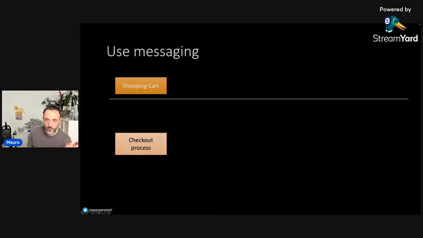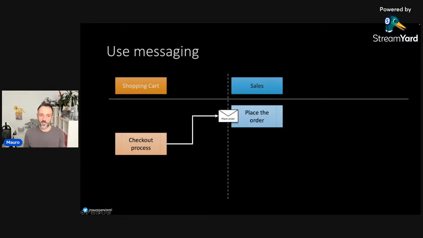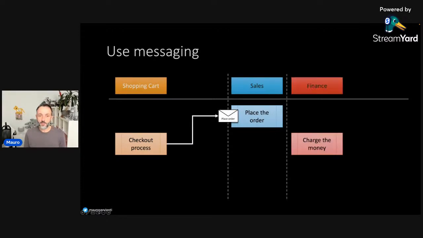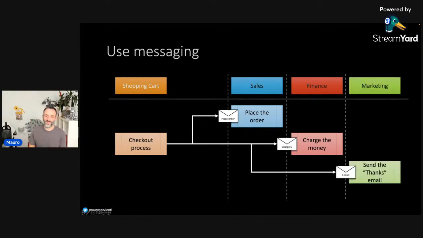Right? So the checkout process can send a message to sales to place the order, and then can send another message to finance to charge the money. So the message will contain, I don't know, something like credit card details and the amount, and the first message will contain the list of stuff that the customer is trying to buy, for example. And finally, there's marketing, which will receive a message from the checkout process in shopping cart with the request to please send the thanks email.